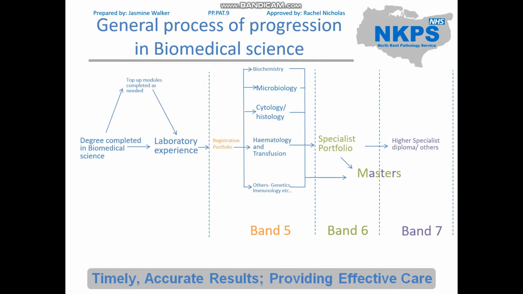So we're going to start at the beginning, degree completed in biomedical science. So this is kind of generic. There are 3 different types of degree that you can complete to become a biomedical scientist. The first one is an accredited biomedical science degree. That is the gold standard, and that's the one that really, if you haven't chosen your degree yet, that you'd want to go for if you wanted the career in biomedical science.